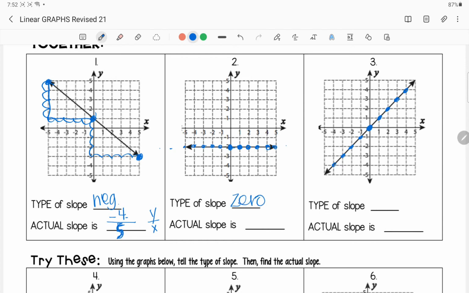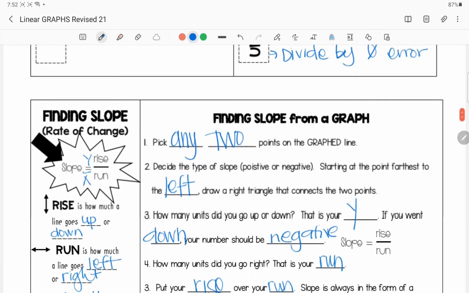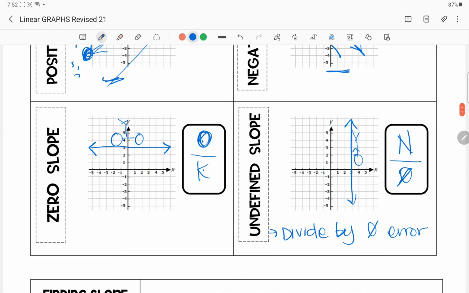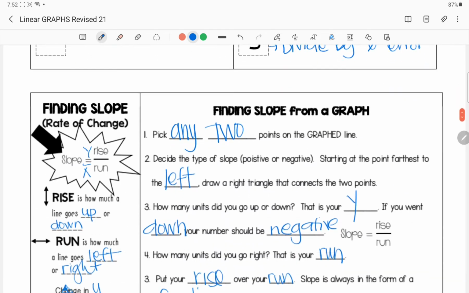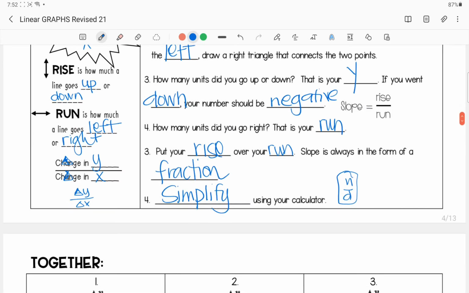The reason this is a zero slope is because I'm not rising any. So if I were to write this, I'd have a rise of 0, but each time I ran 1. And if you put this in your calculator, you're going to get 0, which goes back to what I said here. It's okay to have a 0 on top. This just means we didn't move up and down. We only moved left and right.